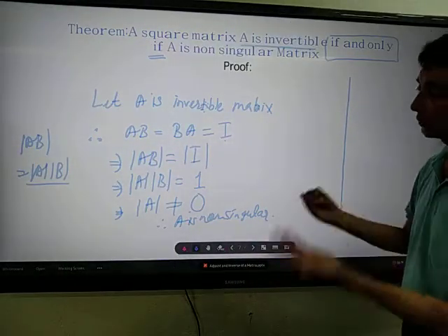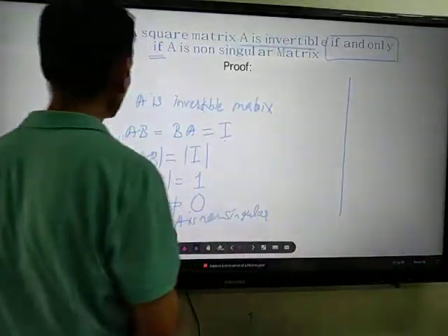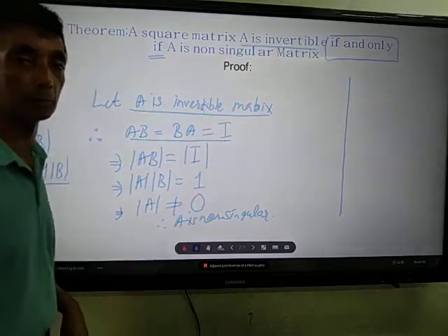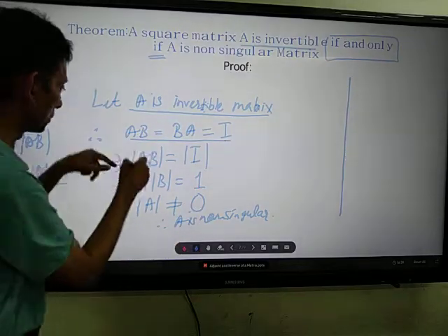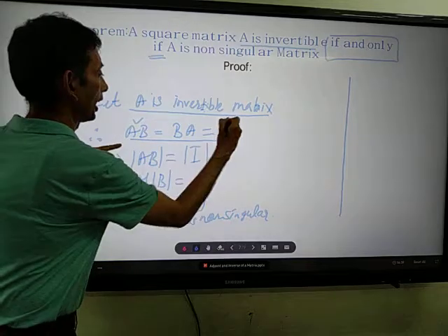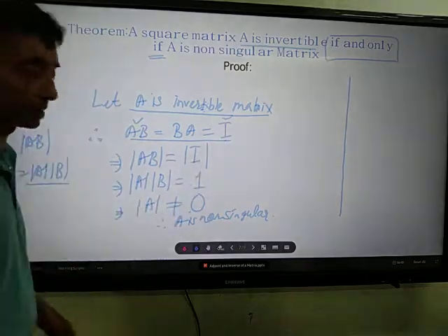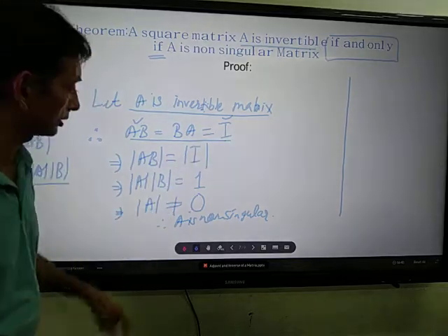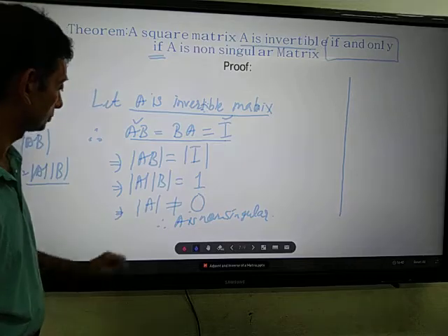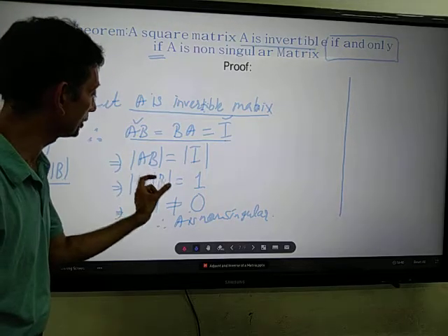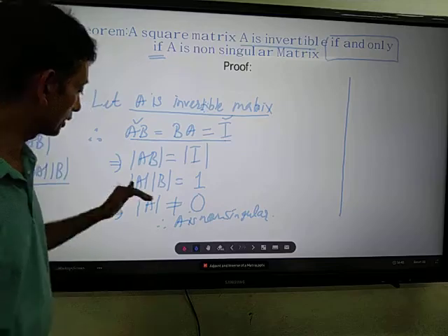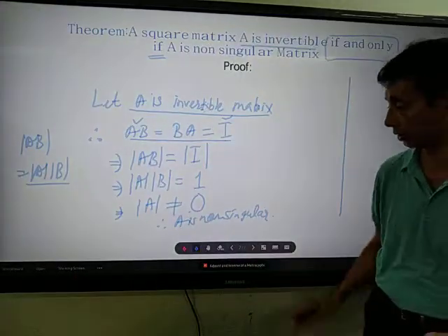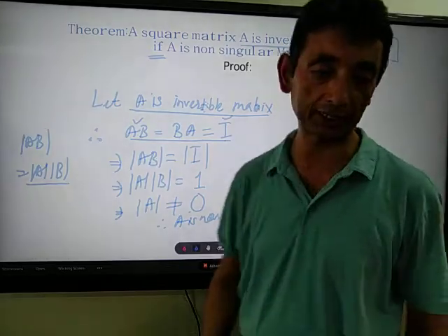We have to prove the converse part of this theorem. I repeat: we assume A is an invertible matrix, and from the definition of invertible matrices, AB = BA = I. To prove these steps we use only AB and I. So AB = I, and we take the determinant. Determinant AB equals determinant A times determinant B, and the determinant of the identity matrix is 1. So determinant A times determinant B equals 1, and naturally determinant A is non-zero. So A is a non-singular matrix.